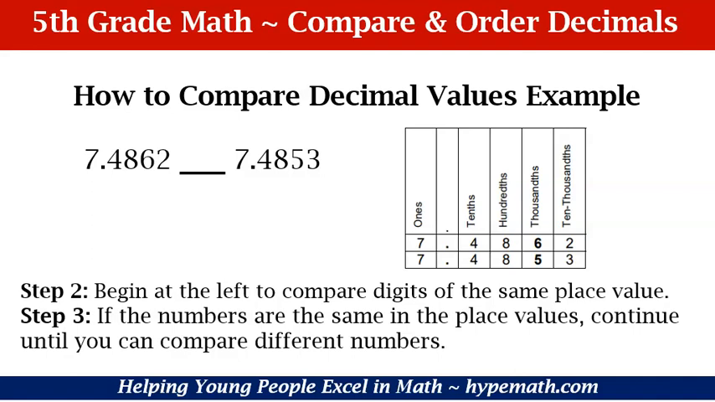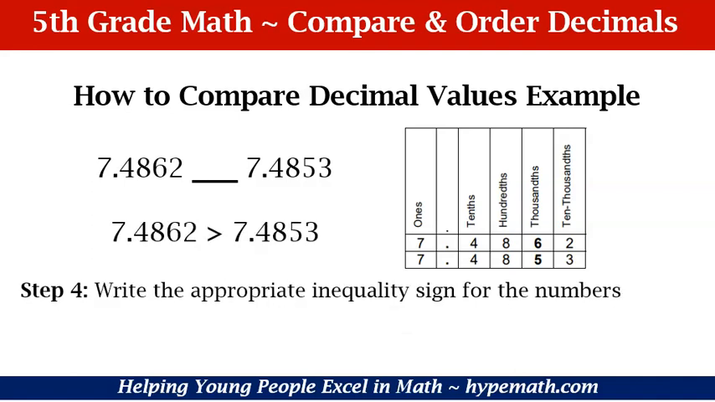Aha! This is where we stop, because in the thousandths place, like Step 3 says, we have different numbers, and so we need to compare. We have a 6 in one number and a 5 in another number. Now we can stop. Okay? So in comparing our numbers, we know that 7.4862 is larger or greater than 7.4853, and we are going to use the greater than inequality sign.